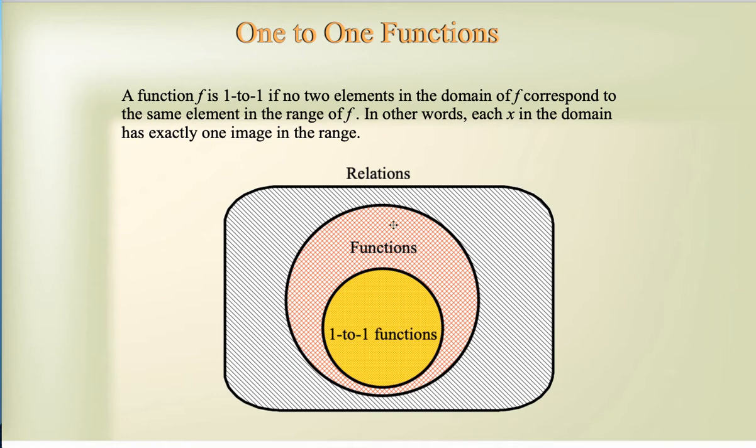So, this is a little Venn diagram. Remember, we started with the universe. That's what this is called. That means everything can be paired. Now, once we pair things, some of them become functions. And some of those relations that are functions are also one-to-one functions.